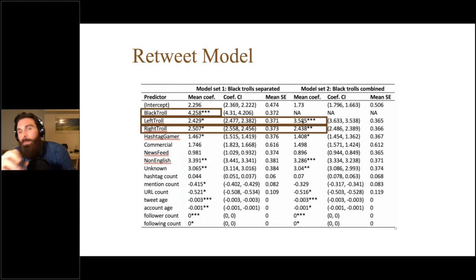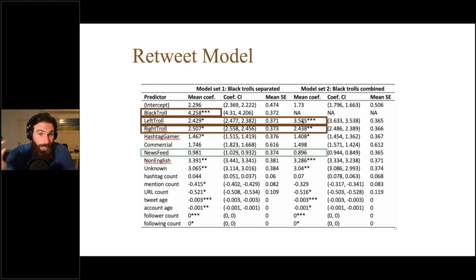So to reset, if I lost you on the regression tables, Black, left, and right-wing trolls were all correlated with getting engagement. They were all predictors to be retweeted. The newsfeed category was not. So fake news accounts were not correlated with getting engagement, meaning there was no effect of being a fake news account on the likelihood to be retweeted, whereas all three identities were.